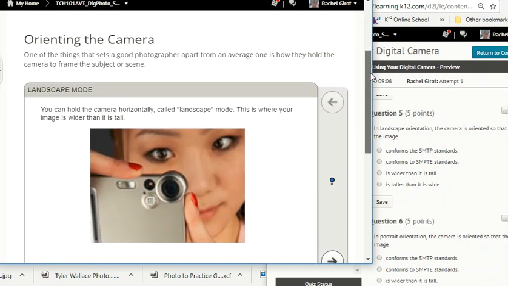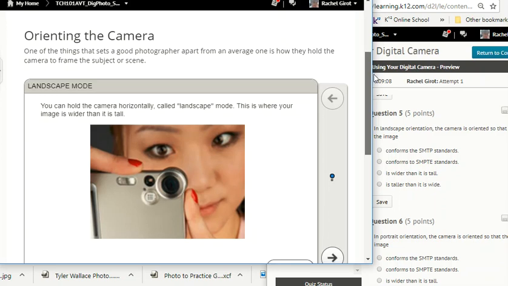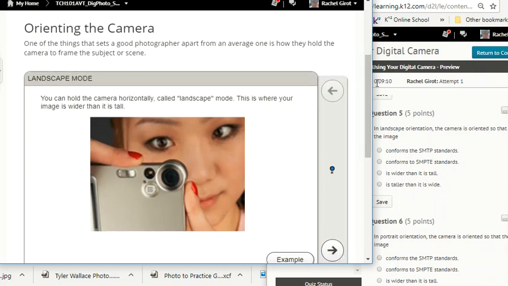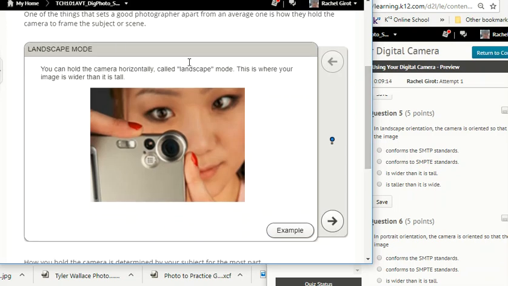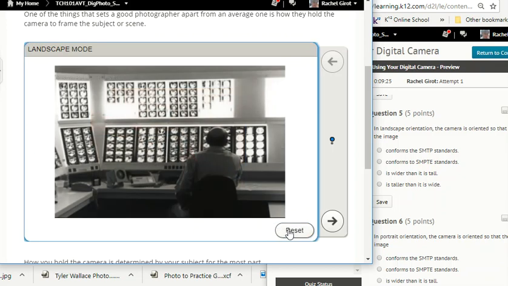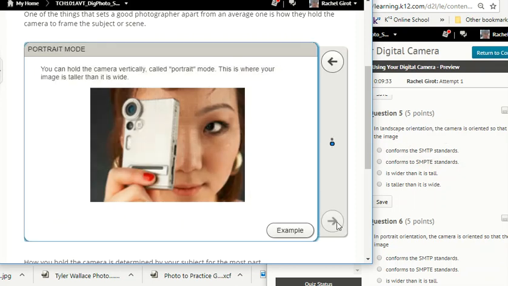Orienting the camera. One of the things that sets a good photographer apart from an average one is how they hold the camera to frame the subject or scene. Landscape mode. You can hold the camera horizontally, called landscape mode. This is where your image is wider than it is tall. And here's an example of landscape mode. I think that just answered question 5. It's wider than it is tall.